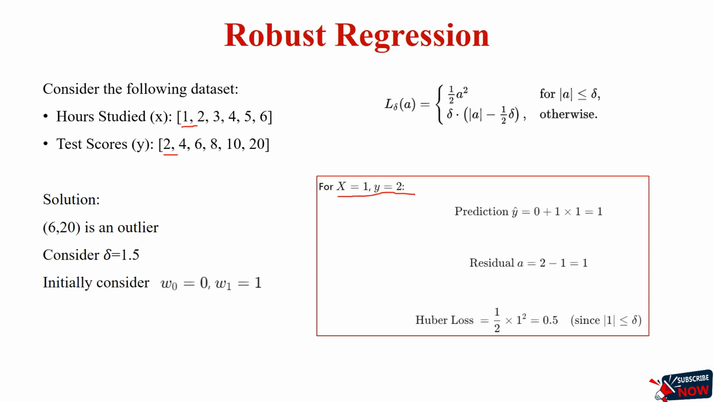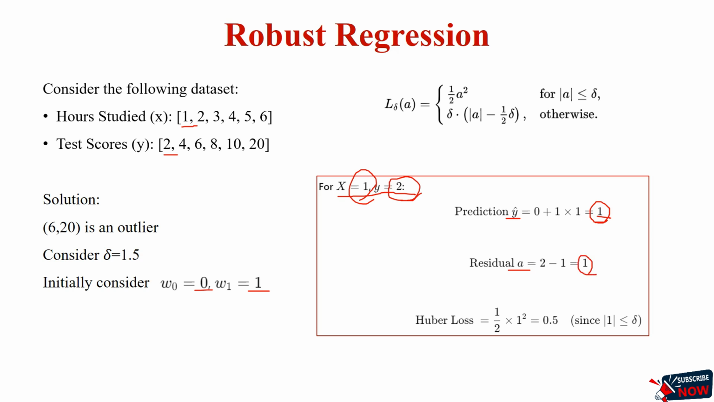Let us take this data point and do the prediction y cap equal to w0 plus w1 x. So w0 is 0, w1 into x, 1 into 1. Prediction y cap is 1. Now the residual a is equal to the difference between y cap and y, the prediction and the actual value. The prediction is 1, the actual value is 2. When we find the difference, we get a value, say 1.